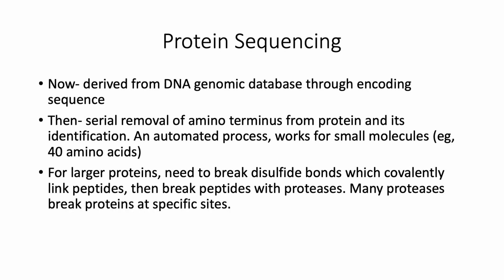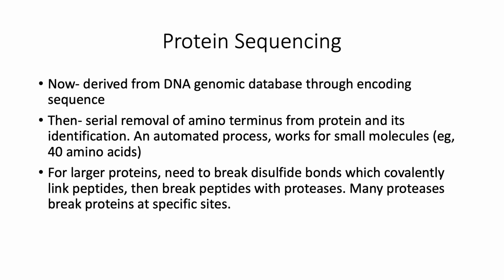Today we derive protein sequence from the DNA genome. We have an encoding sequence, but in the previous time we would serially remove the amino terminus in a protein, and with an automated process you can involve maybe small molecules up to 40 amino acids in length. So you literally remove the amino terminus from this small chain and determine what the sequence was.